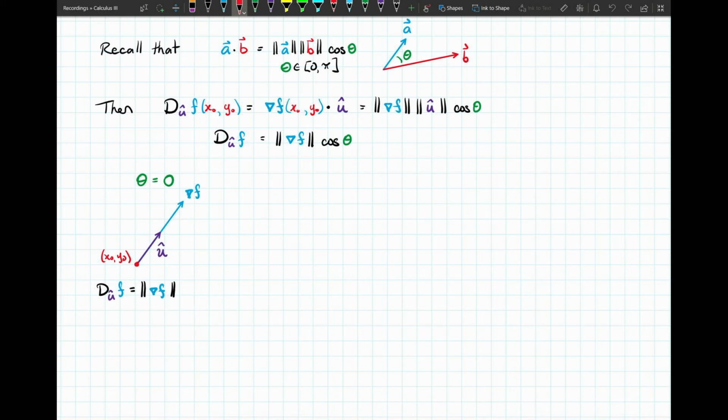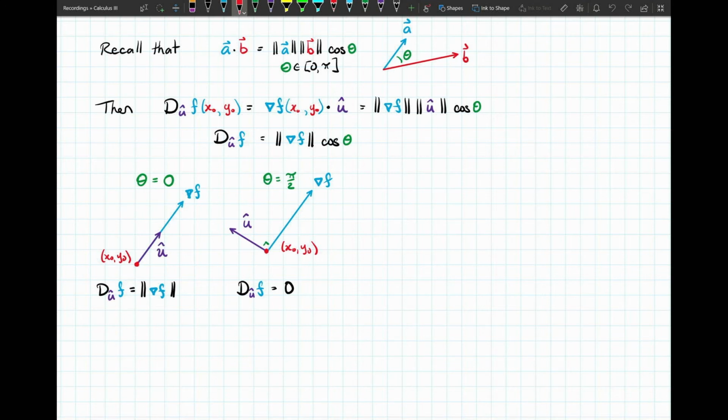the gradient vector. If we wanted to let theta be 90 degrees or pi over 2, then the direction in which we're taking the directional derivative is going to be perpendicular to our gradient vector. In this case, with an angle of pi over 2, cosine of theta will just be equal to 0, and the directional derivative of f in this direction is 0. That means that the value of f is not changing in this particular direction vector.